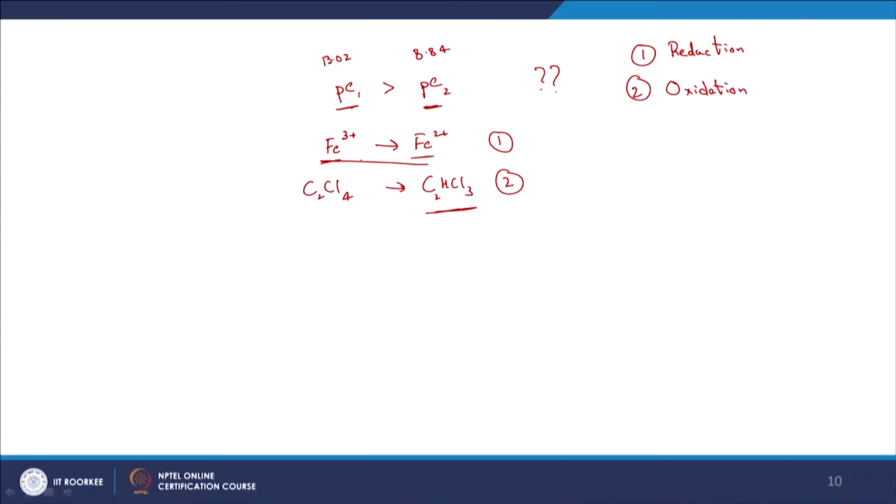So until now, in the past 5 minutes, we looked at this theoretical case where we do not have the other chemical processes, we only have the redox process occurring. In that case, do we see reduction of C2Cl4? No, we actually see that Fe3 plus is reduced to Fe2 plus by C2HCl3. That's what you see. Why is that? Because PE1 is greater than PE2, right?